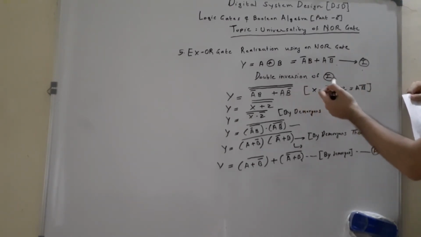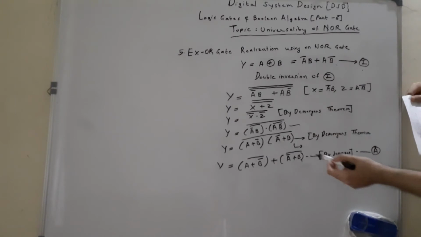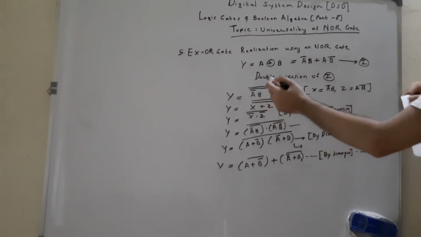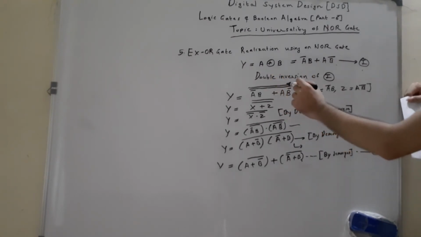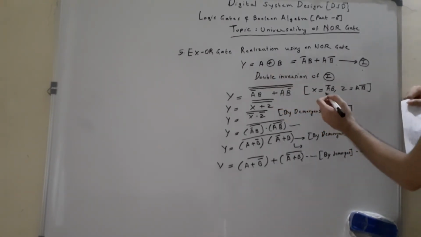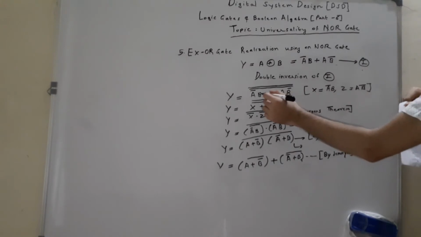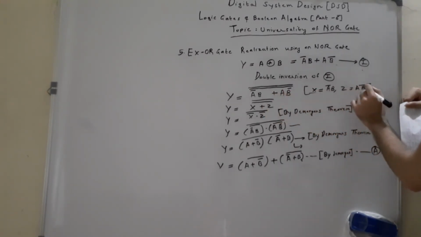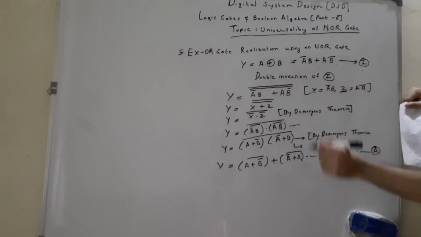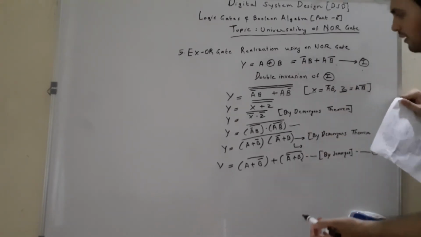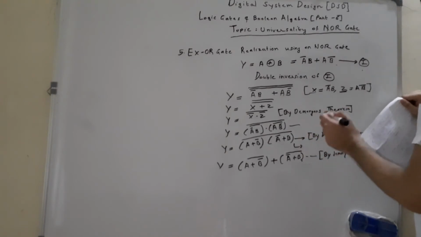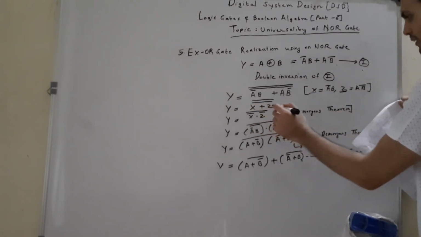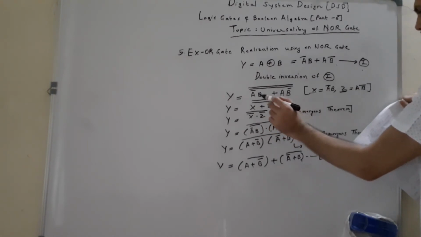And then after taking double inversion of 1, what do we get? Y is equal to A bar B plus A B bar, the whole expression with a double complement. Let's denote A bar B as some Boolean variable x, and A B bar as some Boolean variable z, and then replace it in equation number 1 after taking double inversion. What do we get? Y is equal to x plus z, the whole raised to double complement.